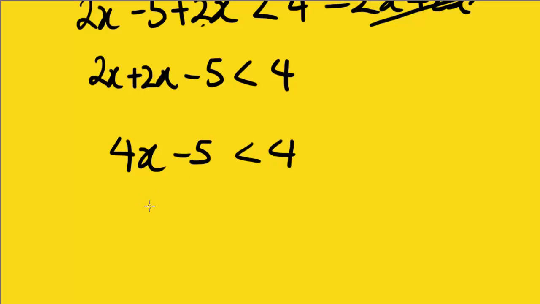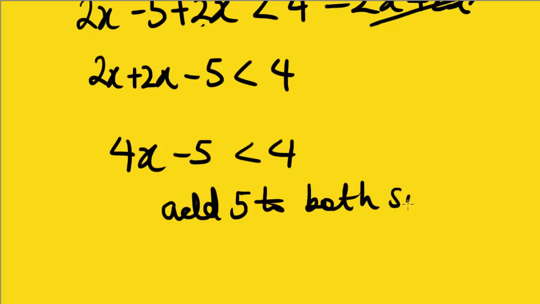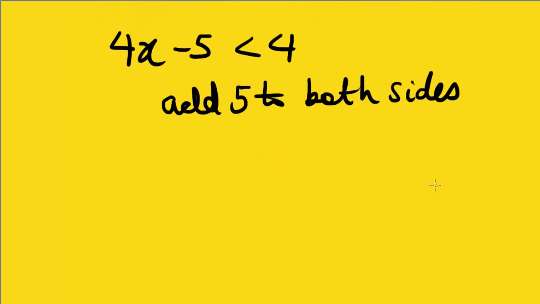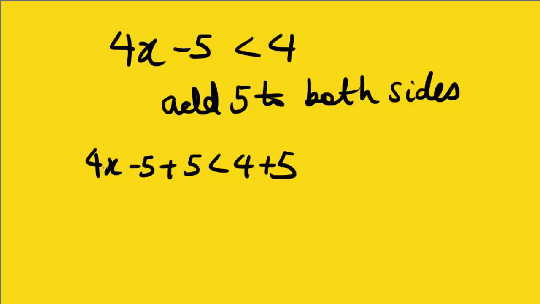We remember we're solving for x, so we want to isolate x on the left hand side preferably. So let's take minus 5 to the right hand side. So let's add 5 to both sides. So that gives us, again, minus 5 plus 5 is 0. If I had 5 sweets and I took 5 away, I have none.